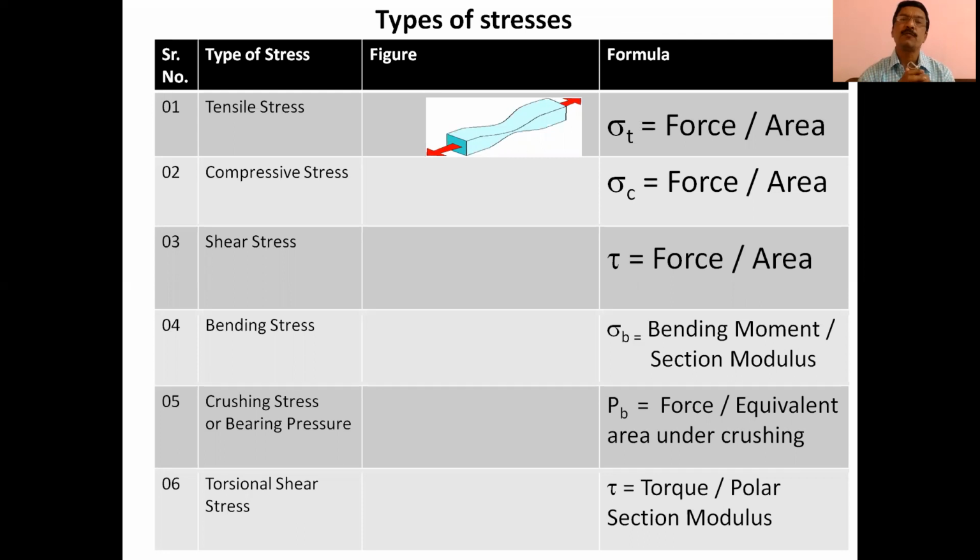Look at that particular figure. In that figure, you will find that the material is subjected to pull type of loading. If it gets pulled, then it can break. So that is called tensile stress. The formula for tensile stress is force divided by area.